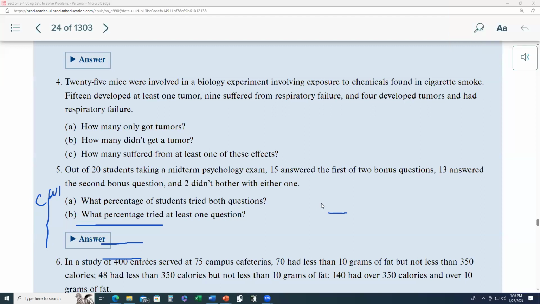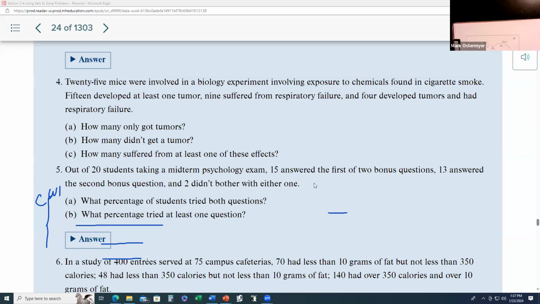Me too. All I know for sure is that two did not bother answering either question. Do you agree? So two goes in the universal set. It's not one. That's really all I know. My question is, how many answered both? Nobody. It doesn't say. When I read, when it says 15 answered the first of two bonus questions, how are you interpreting that?